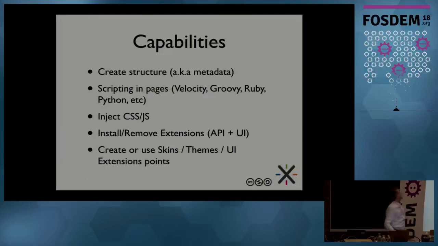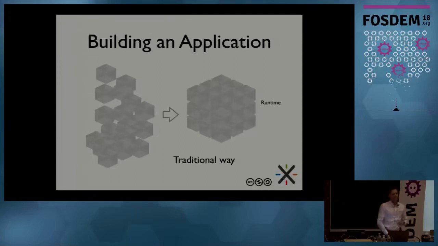So that's a very quick application. What I've demonstrated here was the ability to create structure in wiki pages. But we can do a lot more, of course. You can have scripting in wiki pages to do any actions you want based on the data, query the data that you've created, for example, send an email or do whatever you want. You can inject CSS, JavaScript. You can install or remove existing extensions, and those can bring new APIs or new UI in your wiki. And of course, you can modify the skins, the themes, and various parts of the UI as you wish.